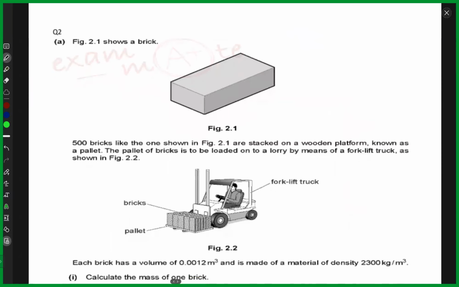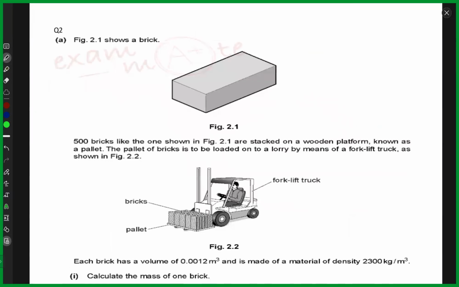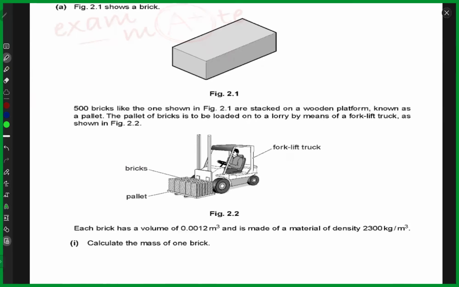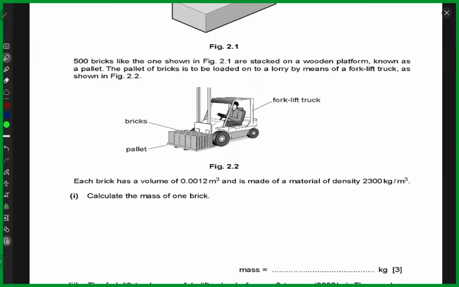All right, so next we have another question, and here we have a brick, as you can see, and they're saying that there are 500 of these bricks, like the one shown in this figure, and they're stacked on a wooden platform known as a pallet. The pallet of bricks is to be loaded onto a lorry by means of a forklift truck as shown. So what's happening is that you have this pallet which carries all these bricks, and it's kind of a rectangular shape, and on top of it you have all of these bricks placed in this order.